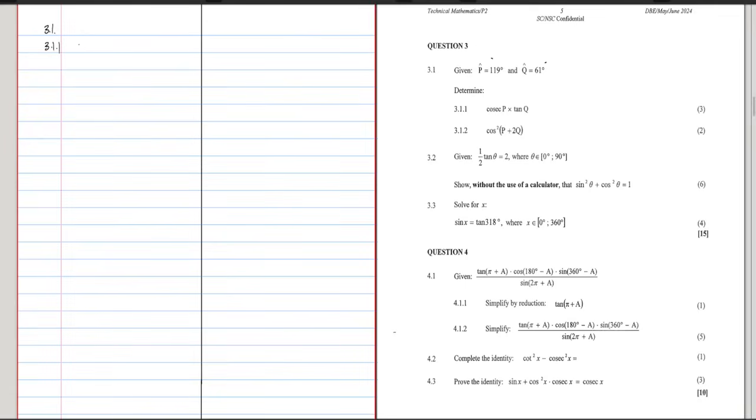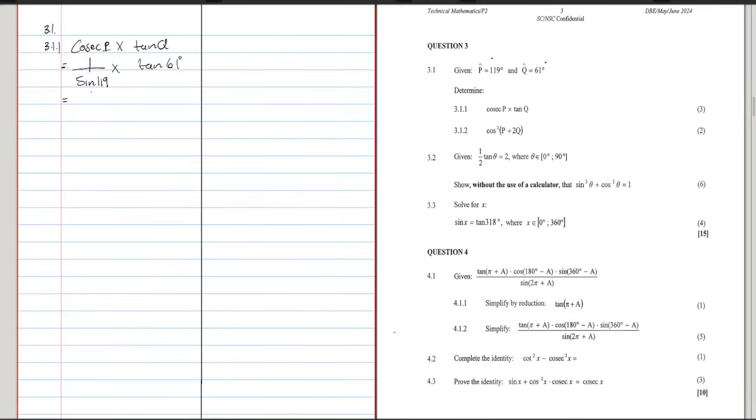Okay, so therefore we got cosec p multiplied by tan q equals to, now remember, we don't have a button that is dedicated for inverse function, so I cannot punch cosec on the calculator. I'll have to use its inverse. In this case, the inverse for cosec is what? It's sine. Then we substitute p, that's 119, multiplied by tan q, that is 61 degrees.